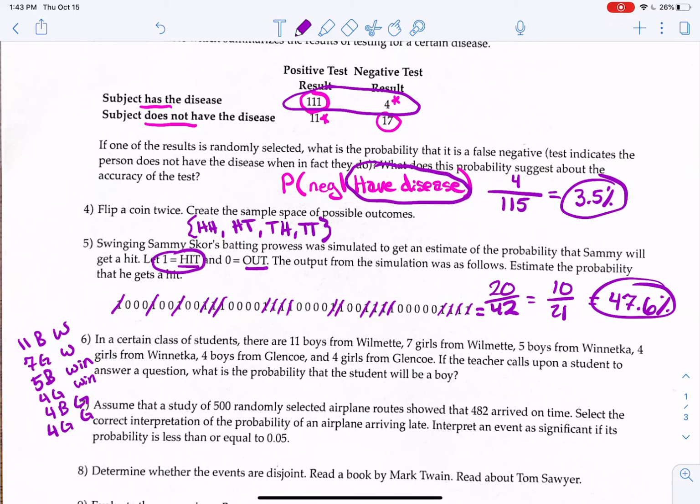If a teacher calls upon a student to answer a question, what is the probability that the student will be a boy? Boys are here, here, here. So 11 plus 5 plus 4 is 20 boys total out of, girls would be 7, 4, and 4. That's 15. So 20 plus 15 is 35. Let me check that again. 11, 5, and 4, that is 20. Girls, 15, yep, so 35. 20 out of 35, which if I divide by 5 is 4/7. I have a 4 out of 7 chance of getting a boy.